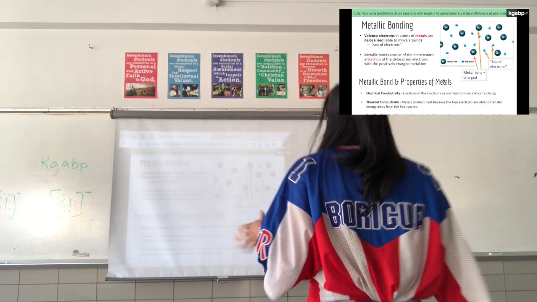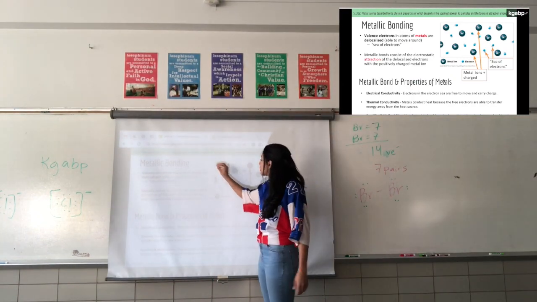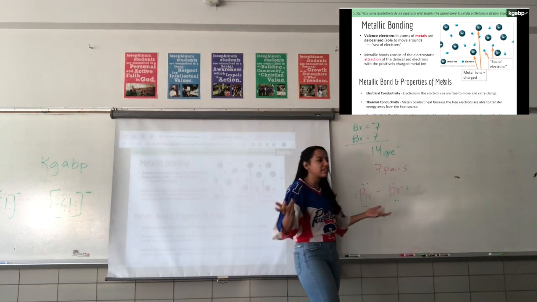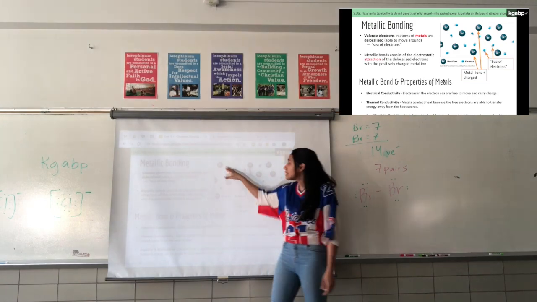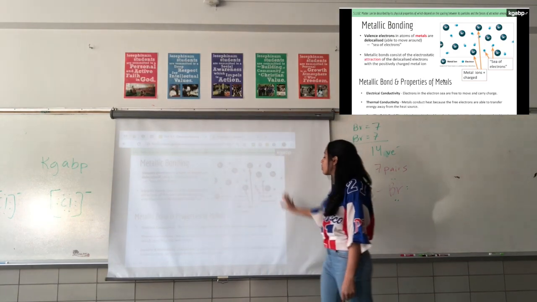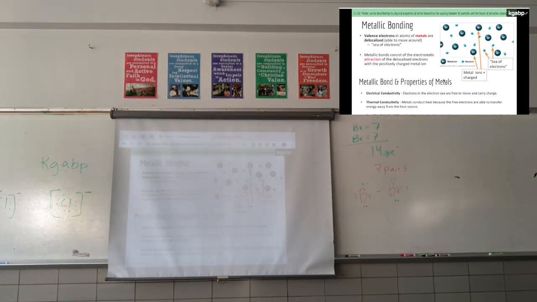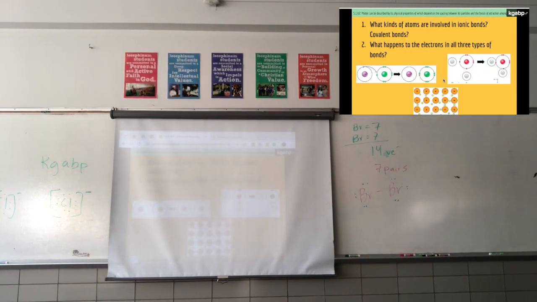All right? And then we talked about metallic bonding, but metallic bonding is a little bit different, okay? Metals lose electrons, and those electrons float around. It's like a sea of electrons. And then you have positive metals just hanging out too. So it really is just a bunch of electrons and cations floating around. So go ahead and answer this question on your screen. What kinds of atoms are involved in ionic bonds? What about covalent bonds? And then tell me what happens to electrons in all three types of bonds.